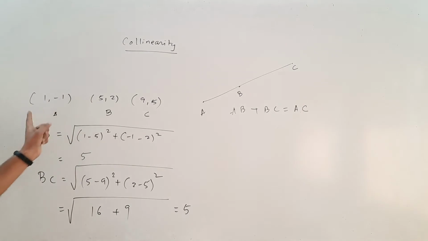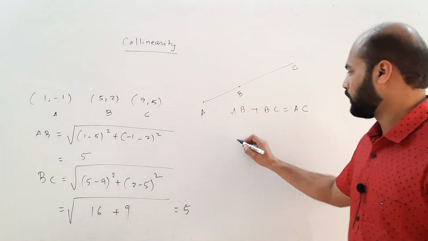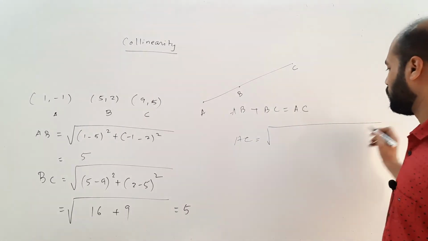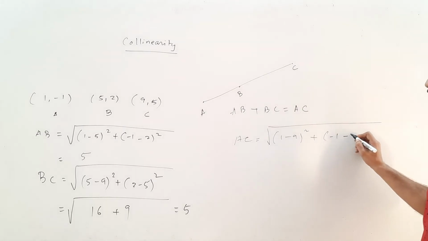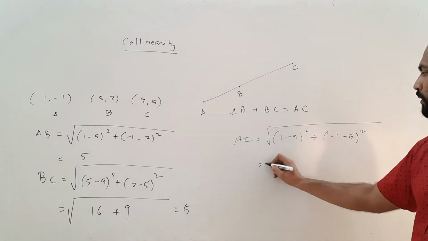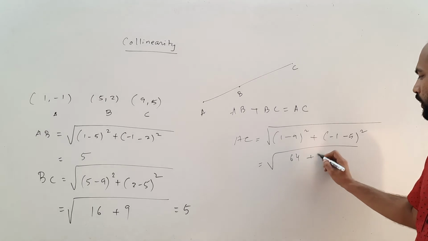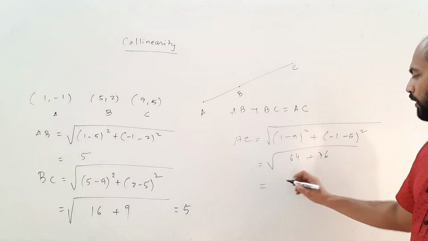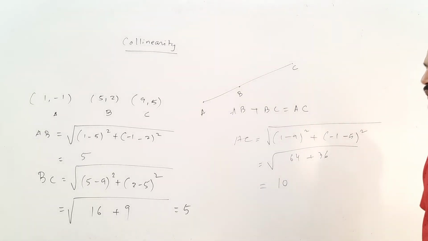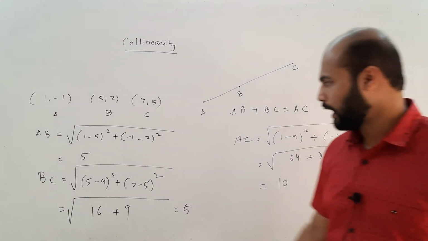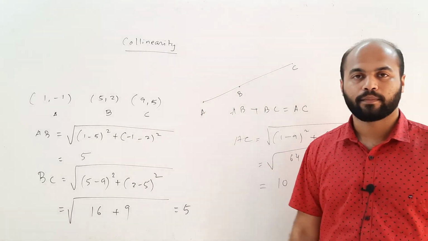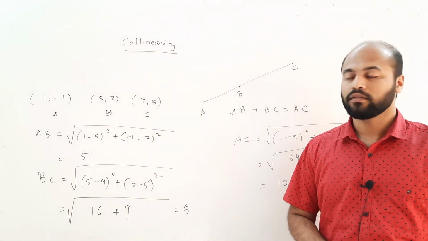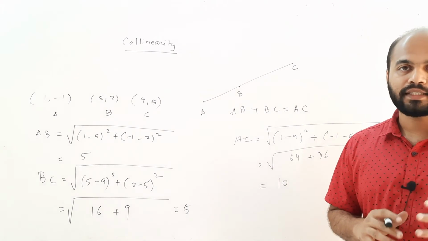And then AC, that is the AC part. Now I am doing the AC part. So it's going to be (1 minus 9) the whole square plus (minus 1 minus 5) the whole square. So this is going to be 64 plus 36, which is root 100, and this is going to be 10. So here in this case we can clearly say that 5 plus 5 is equal to 10, which means that this condition is satisfied. And this way we can check whether these 3 points are collinear. In this case they are collinear.